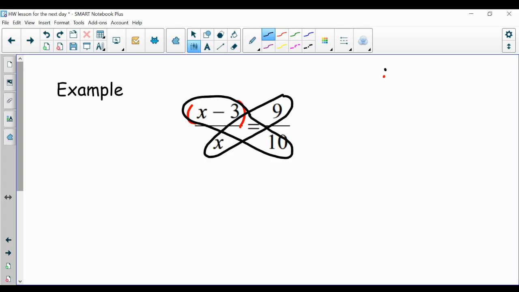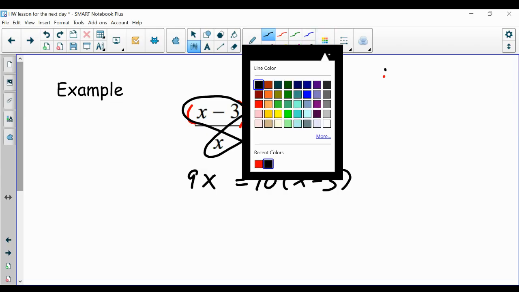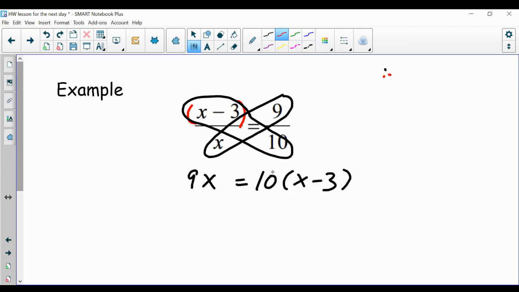So I'm going to do the left side first, which is 9 times x, which is 9x. And then the right side, again, you see there's a parenthesis. So I put the variable in front first. I put the 10 times the parenthesis x minus 3. And why is the parenthesis so important? Because we need to do the distributive property. If you don't have the parenthesis, you just do 10x minus 3, which is wrong.